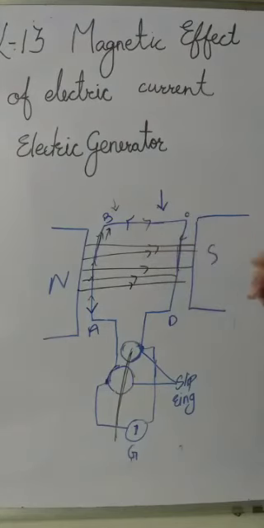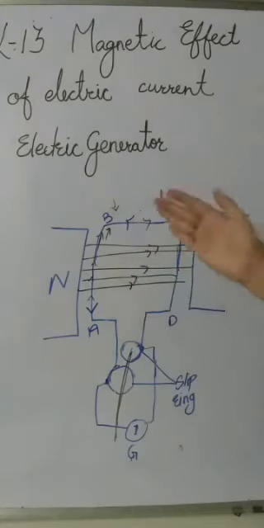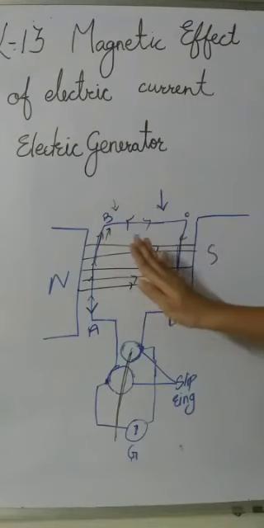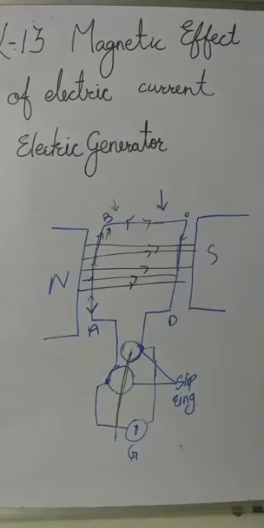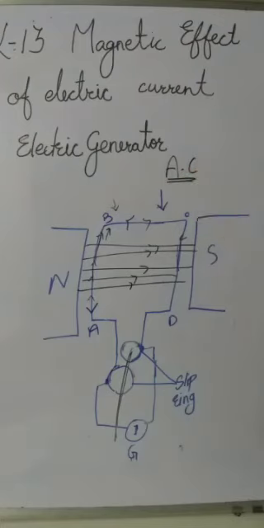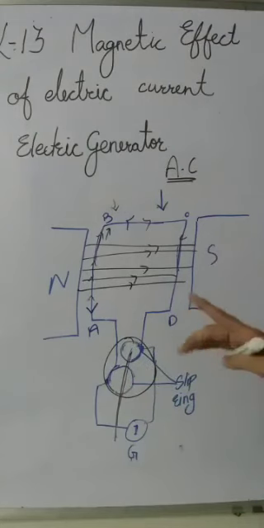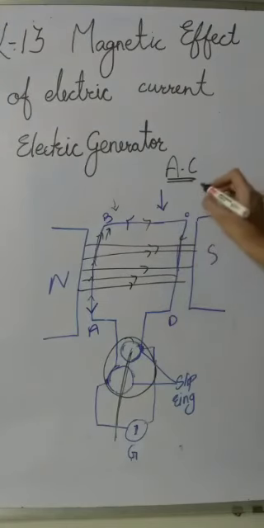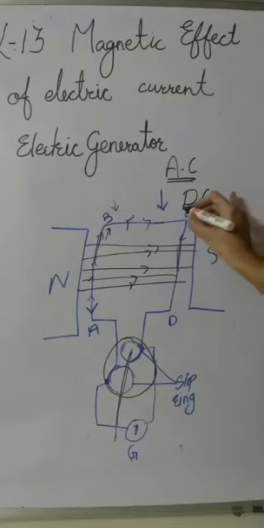From this, we can know that when there is a change in position of the armature in a strong magnetic field, current is generated. This current which is generated is AC, that is alternating current. If you want direct current, then instead of these two split rings, we can use a single ring as we used in a motor. If we use a single ring, then we get direct current, in which there is no change in the direction of current.